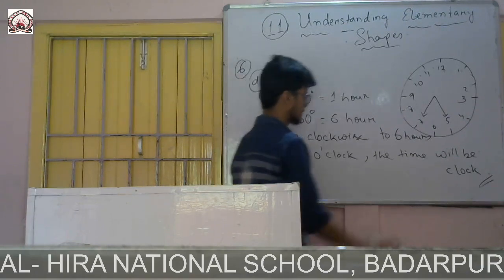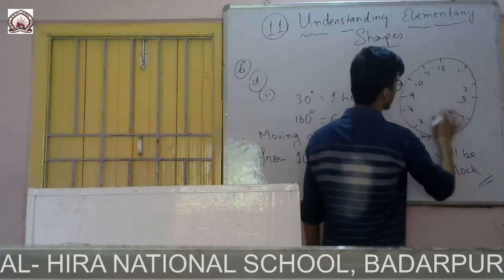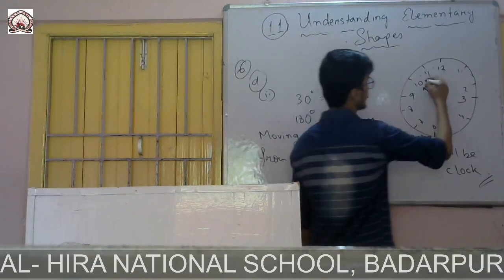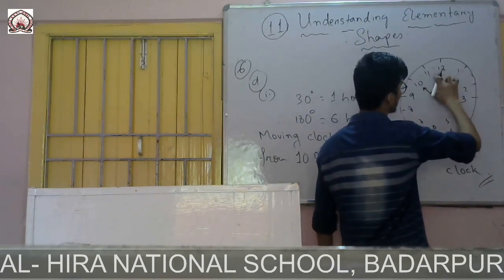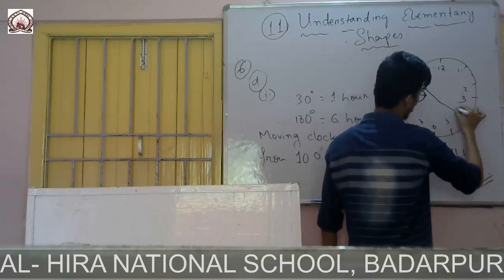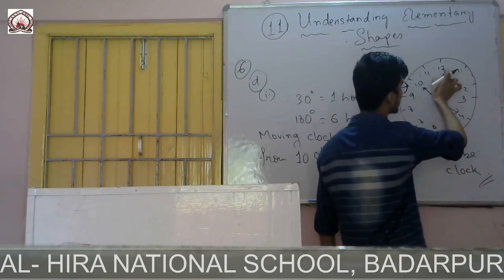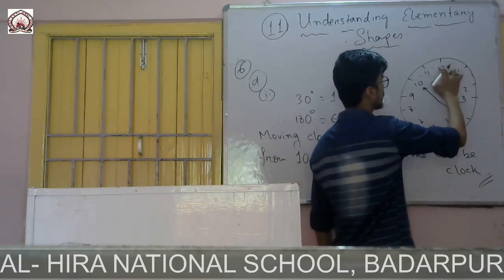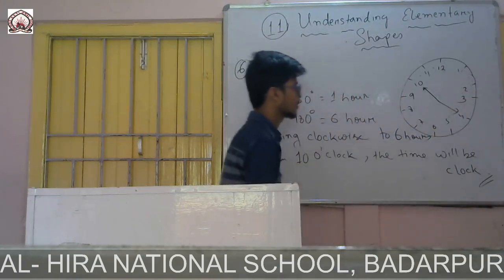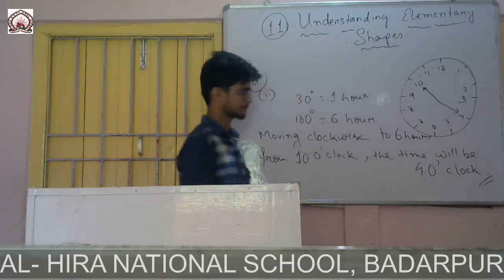The time of the clock will be, so if it starts from 10 and it will move up to how many hours? 6 hours. That means 1, 2, 3, 4, 5, 6, up to this much. You see, from 10 to 11 is 1 hour, 11 to 12 is another hour. 1 hour, 2 hour, 3 hour, 4 hour, 5 hours, 6 hour. That means up to 4. It will be 4 o'clock. The time will be 4 o'clock.